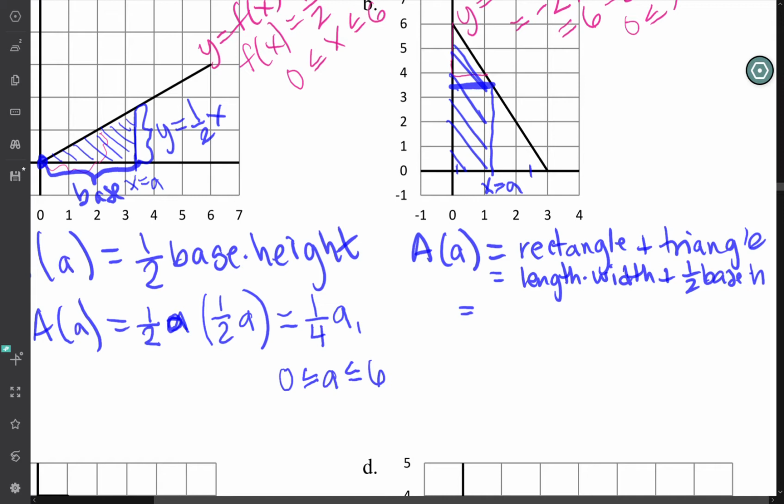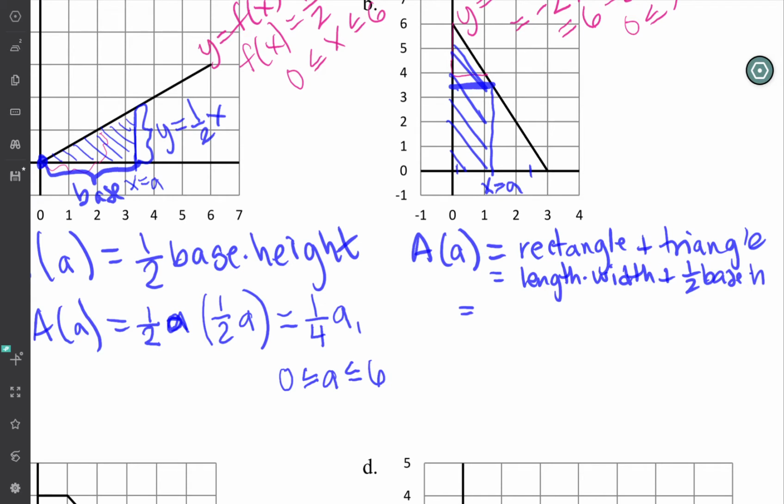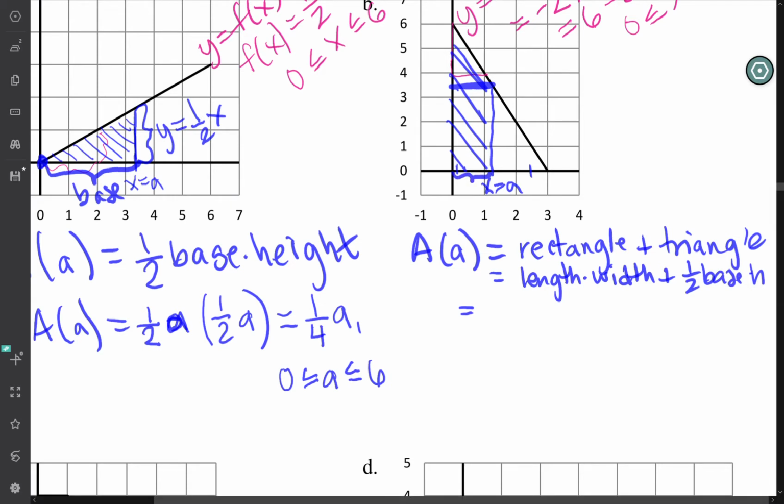Okay, so rectangle. The length of the rectangle is right here, and that again is nice because it's just our a. Whatever x we pick, that's going to determine the base. The height of our rectangle is determined by our y-coordinate. We know that because this is where we hit the curve. So the y-coordinate on the line determines that. We've said that's 6 minus 2x. We're choosing x equals a, so this is going to be 6 minus 2a.